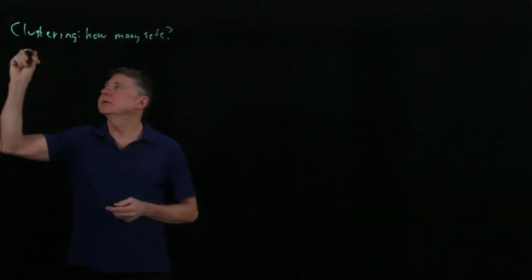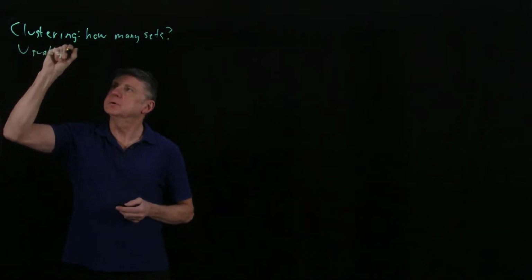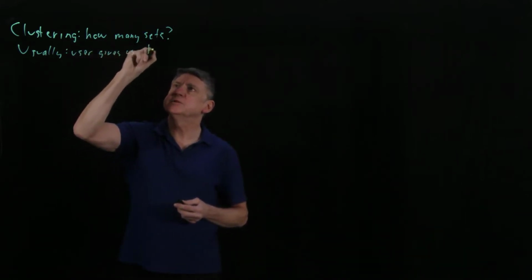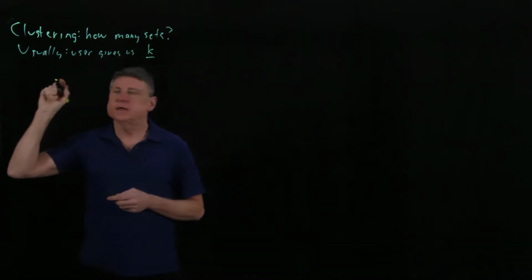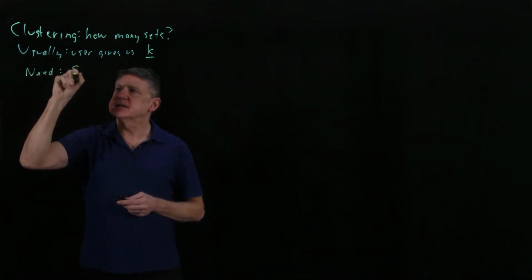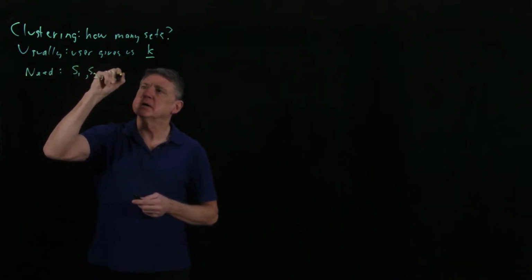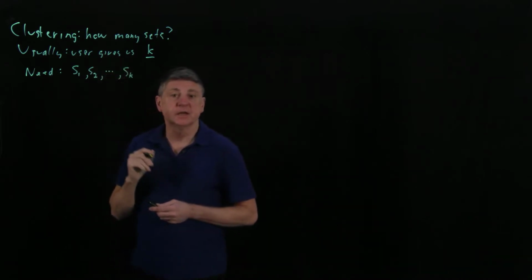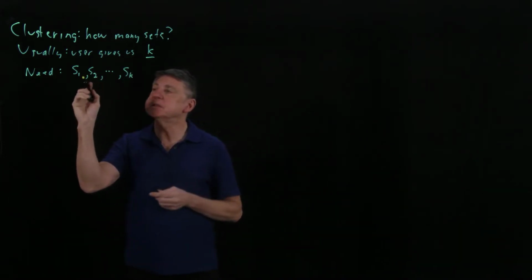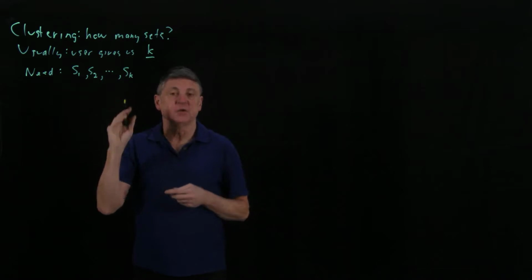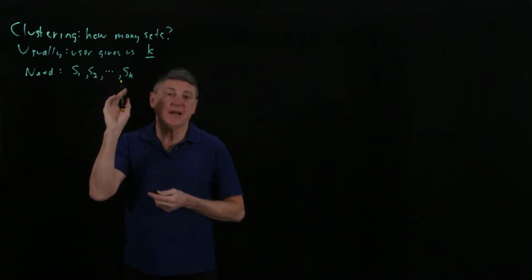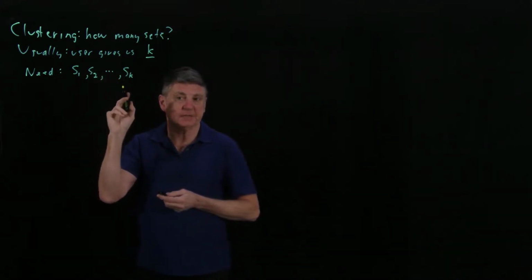And usually the user gives us a number, and this is usually the number k. And so we need to find a set 1, a set 2, and so on until we found k sets that are partitions. Let's recall what it means for us to partition. That means that each one of these is a non-empty set, so each one has at least one data vector in it, and to be a partition, every data vector has to be in exactly one set.